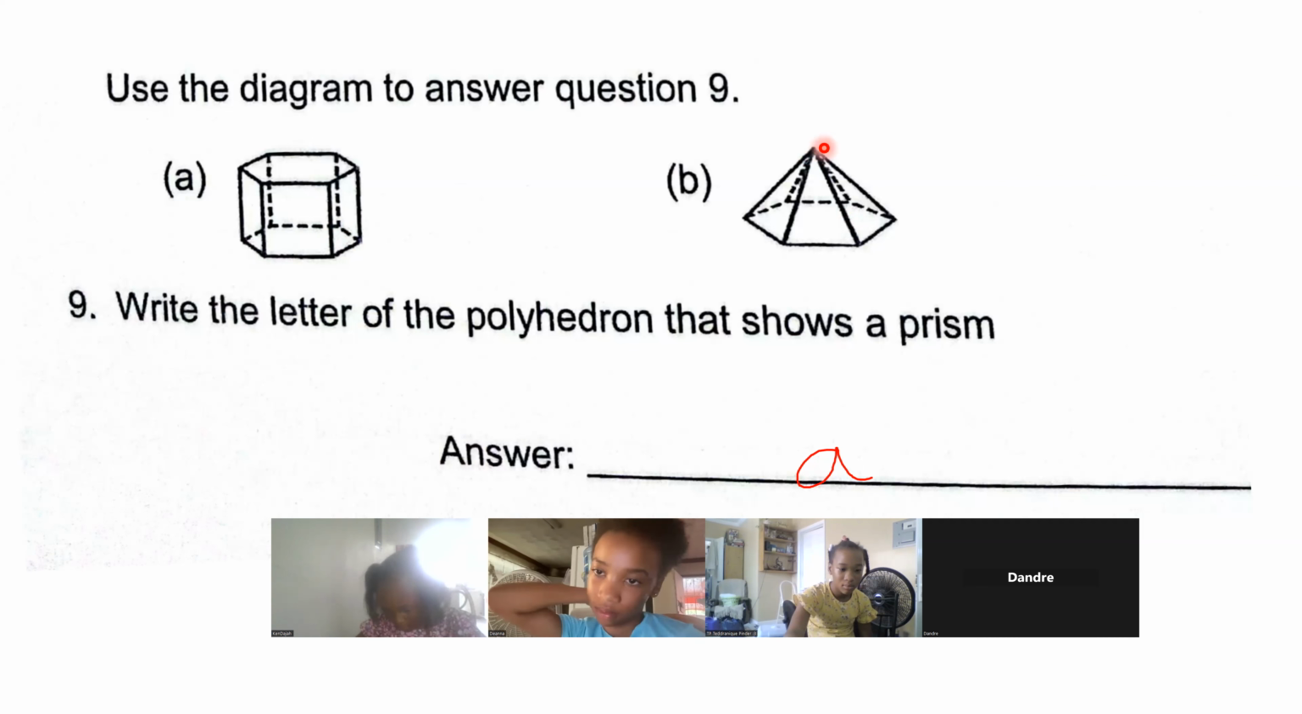Do you understand that, Ariana? Yes, sir. So why is A a prism? Because A has the same shape at the bottom as well as the top. Very good. So top and bottom, it's the same shape. That's what makes it a prism.